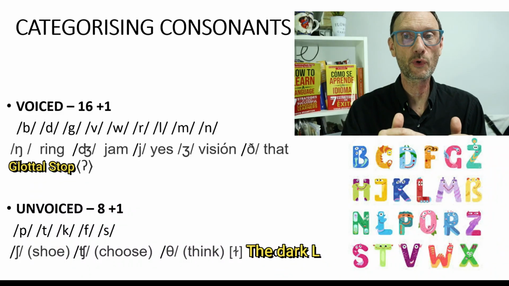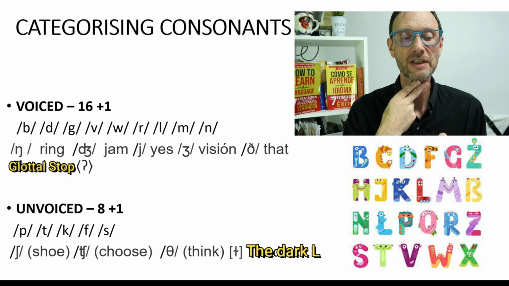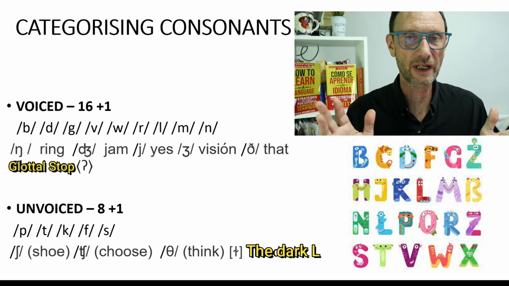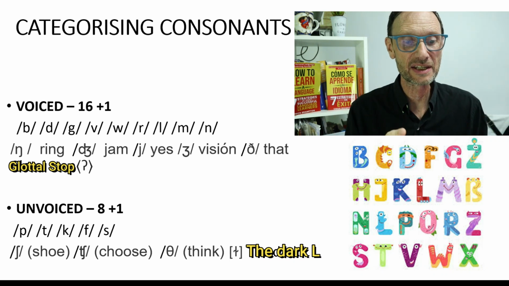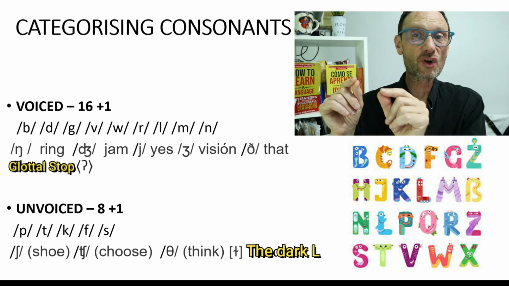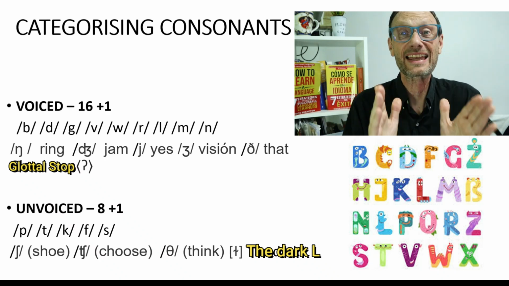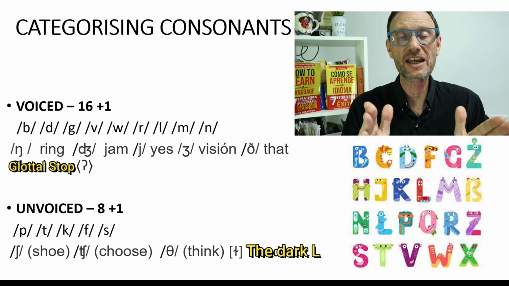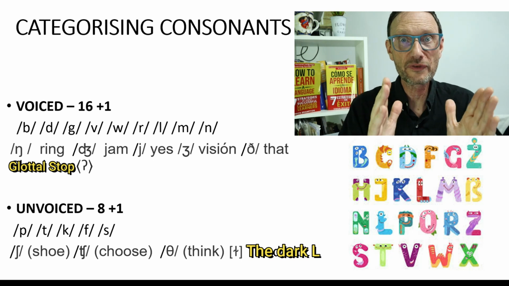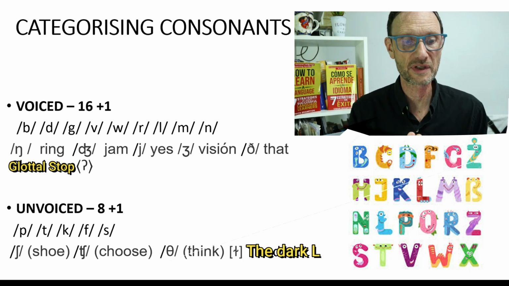So how can we categorize the consonants? Well, there are different ways. One of them is between voiced and unvoiced. Remember, voiced comes from your throat and unvoiced is just air. Now, in the voiced there are 16 and unvoiced there are 8, but we can add those extra consonants to each group. In this video, it's not a video to learn the pronunciation, it's just to give you a general view of the consonants themselves.